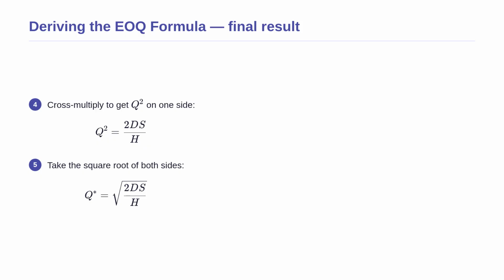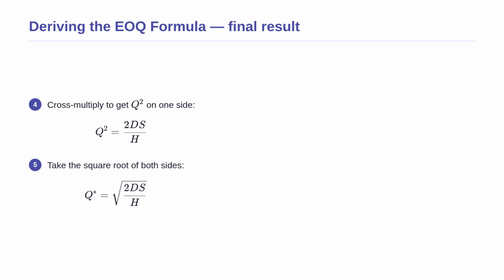Continuing our derivation, we need to isolate the variable representing the order size, which we now call Q star. We do this by cross-multiplying the terms to get Q squared by itself on the left side of the equation. This algebraic step gives us Q squared equals 2 times the annual demand D times the ordering cost S, all divided by the holding cost H.